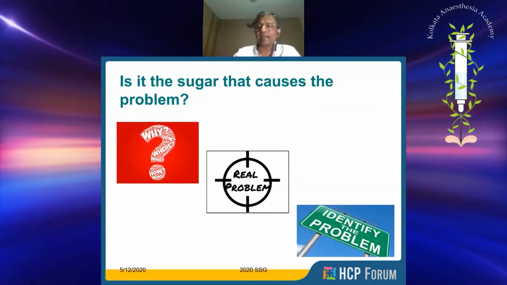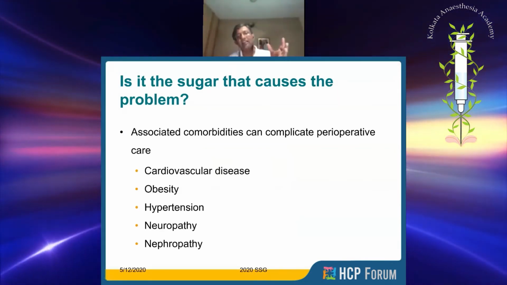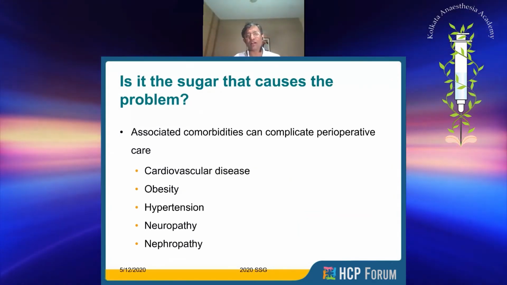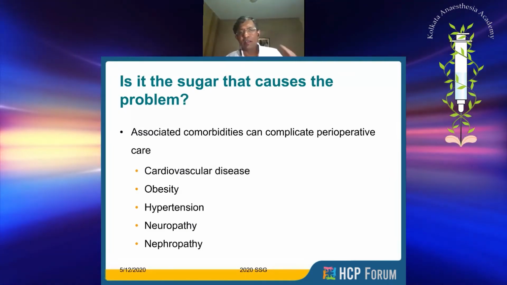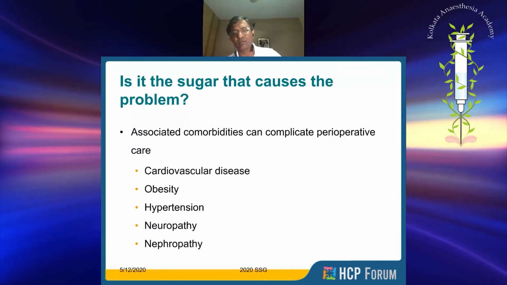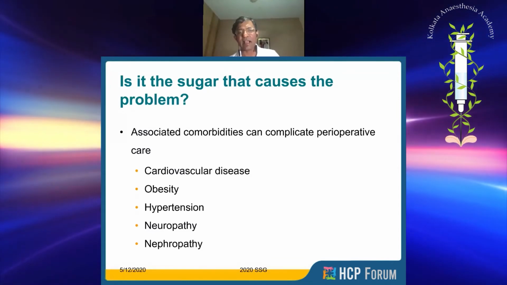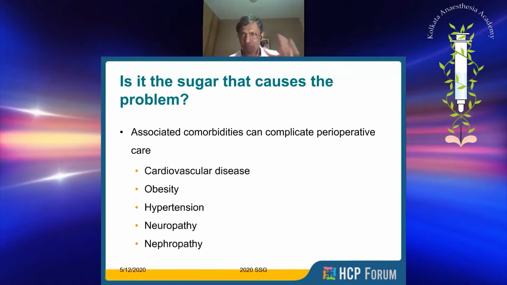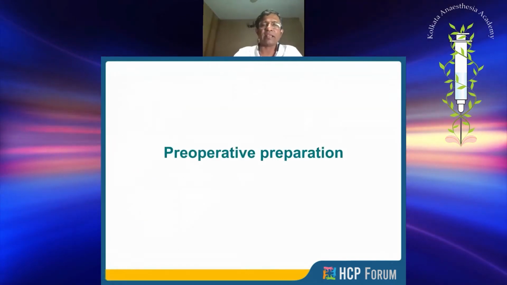So how do you identify the problem? The problems are with either what the disease is doing to the various organs, or the association of the disease with certain other metabolic problems. So the comorbidities which complicate perioperative care are cardiovascular disease, the strong association with obesity, and things like hypertension, neuropathy, nephropathy, and these lead to complications, and this is something that you need to work on. Okay, so this is, I think, what everybody knows.